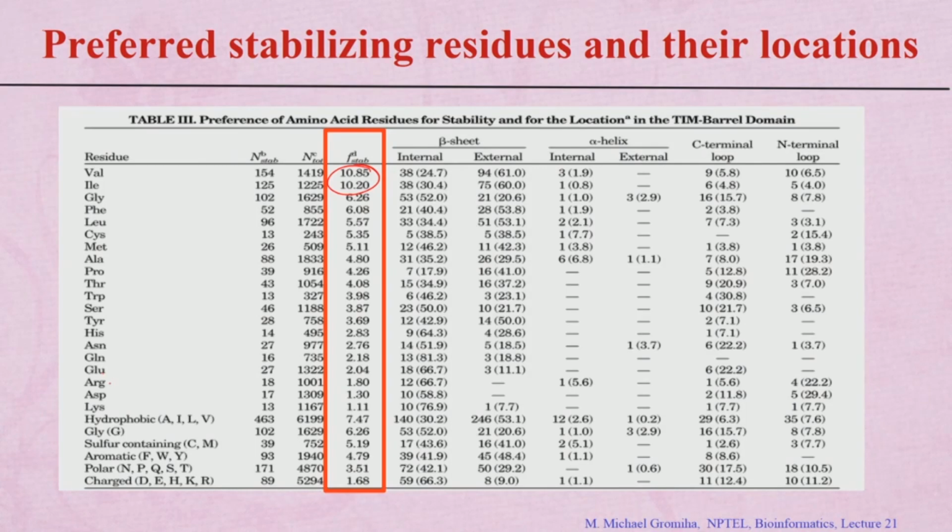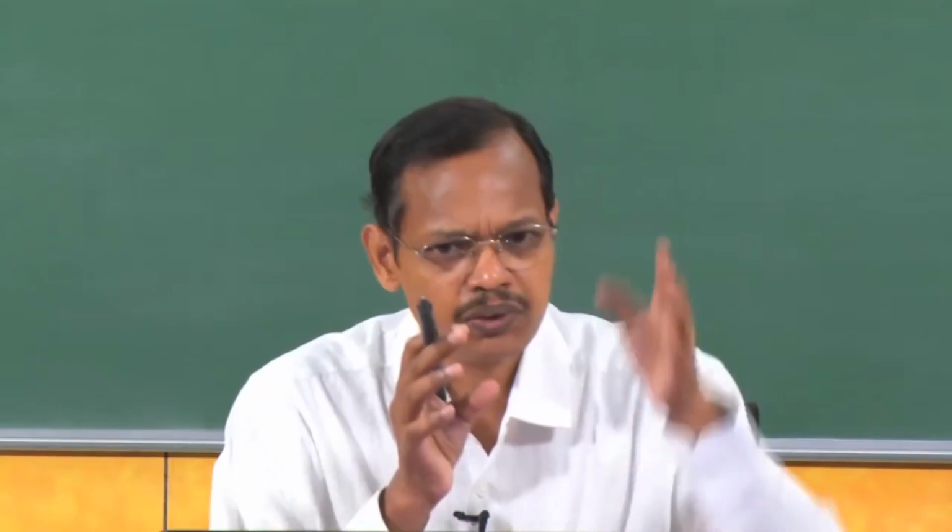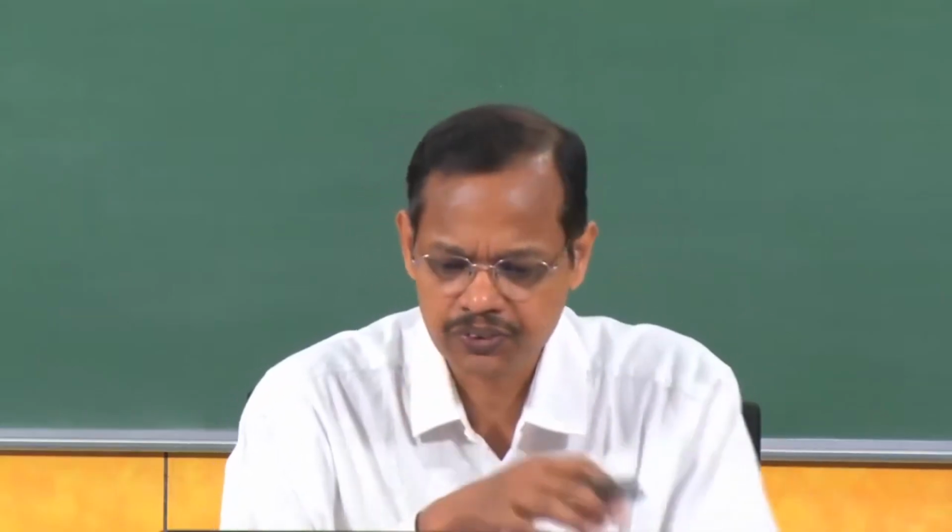For example, if you see this arginine and glutamic acid, here also you can see the preference, but less compared to the hydrophobic residues. This tells you that not only the hydrophobic residues, but also the charged and polar residues are involved in stabilizing these particular proteins. Then we group the residues into hydrophobic, sulfur containing, aromatic, polar and charged. Here also you can see the preference of these residues to be involved in the stabilizing residues.